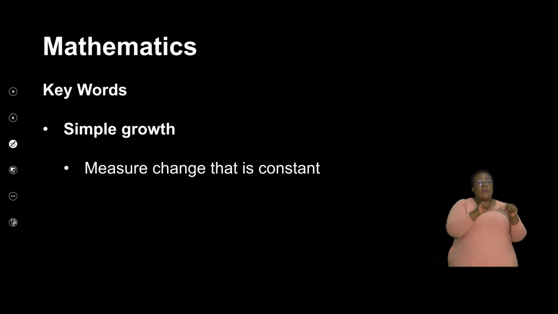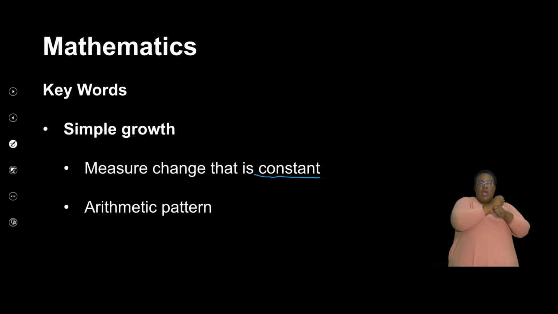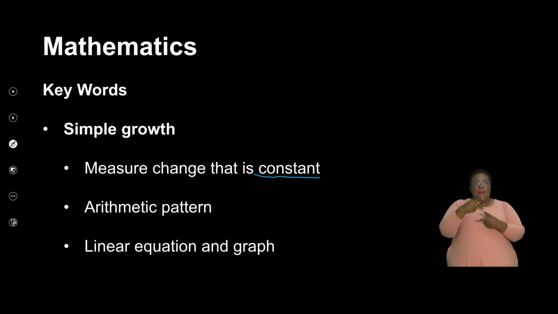When you talk about change that is constant, we are talking about, if you are getting 20 rands on your investment or on your savings account, you will be getting 20 rands each and every year. Simple growth is about a yearly profit that you are getting on your investment. This forms what we call an arithmetic pattern, which I believe you are very familiar with. And then it comes to a linear equation and also a linear graph.